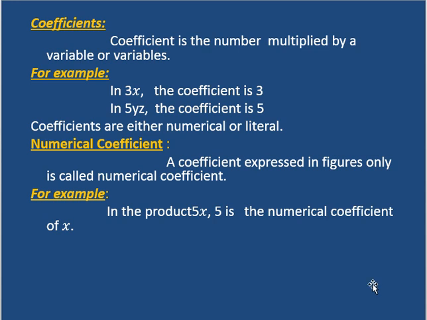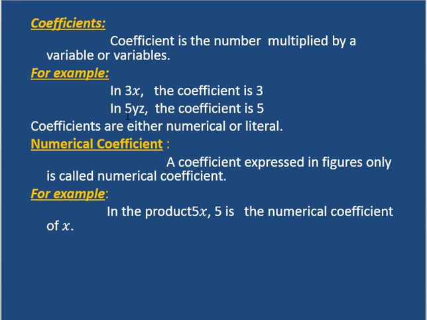Coefficient. Coefficient is the number multiplied by a variable or variables. For example, in 3x, the coefficient is 3. Students, you can see 3x. We don't have any sign between 3 and x, that means we have sign of multiplication. In other words, we can say that 3 is multiplying by x. So this 3 is coefficient and this one is variable.